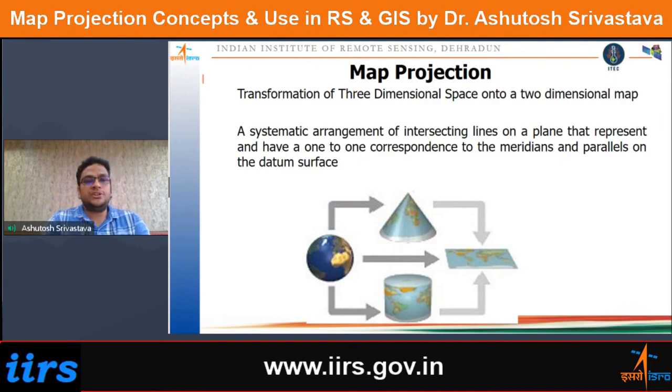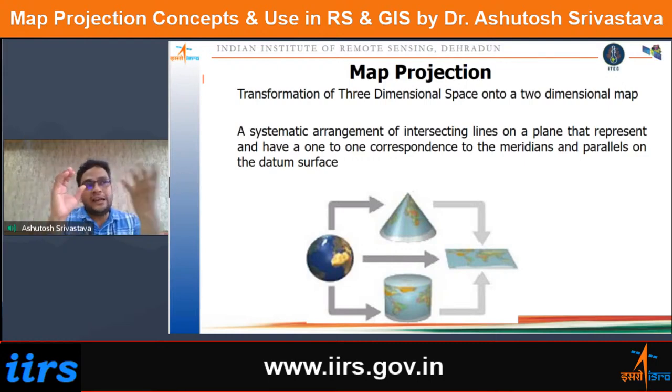Map projection is a transformation of three-dimensional space onto a two-dimensional map, a systematic arrangement of intersecting lines on a plane that have a one-to-one correspondence to the meridians and the parallels on the datum surface. So there will be a one-to-one mapping of the latitude and longitude lines, and they will be there on this two-dimensional map as well.